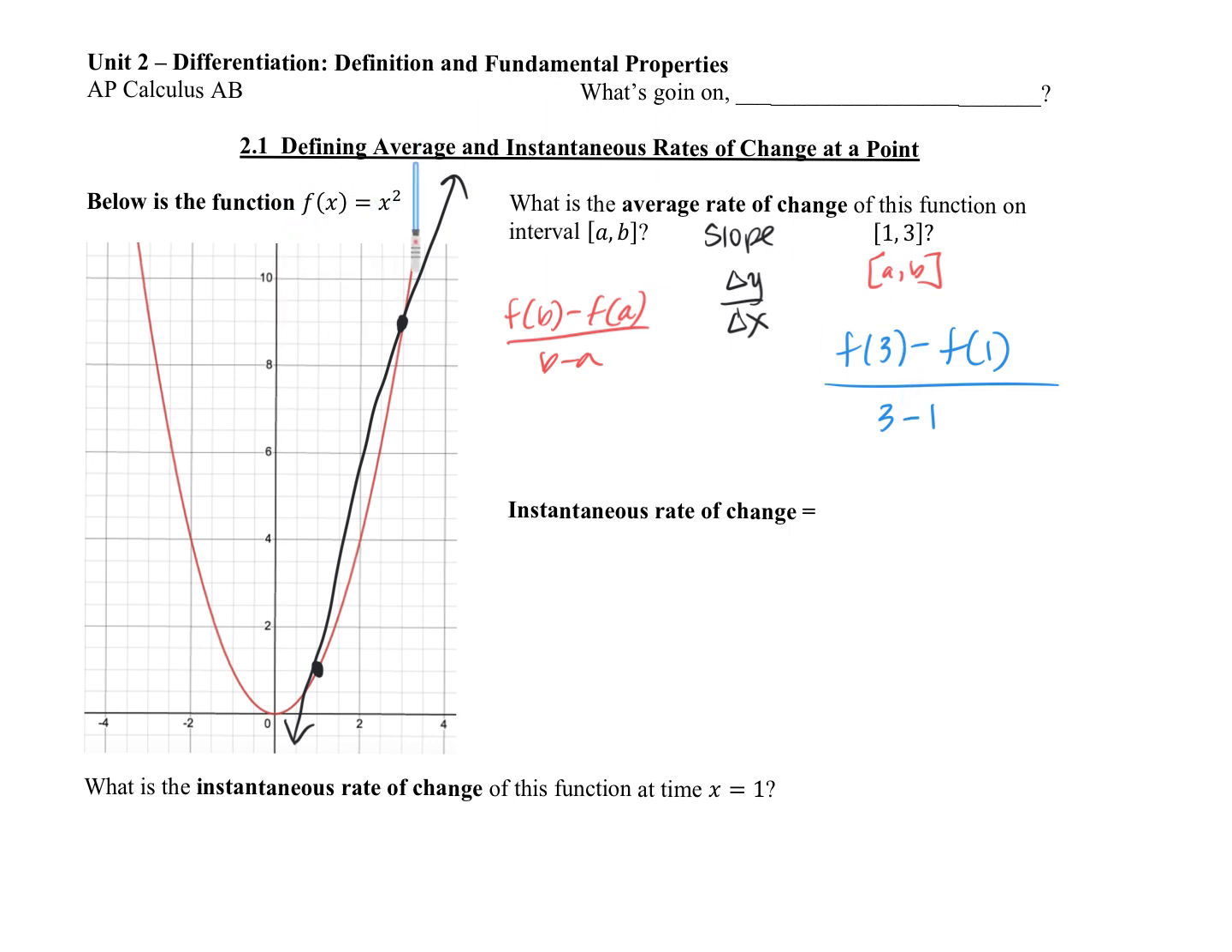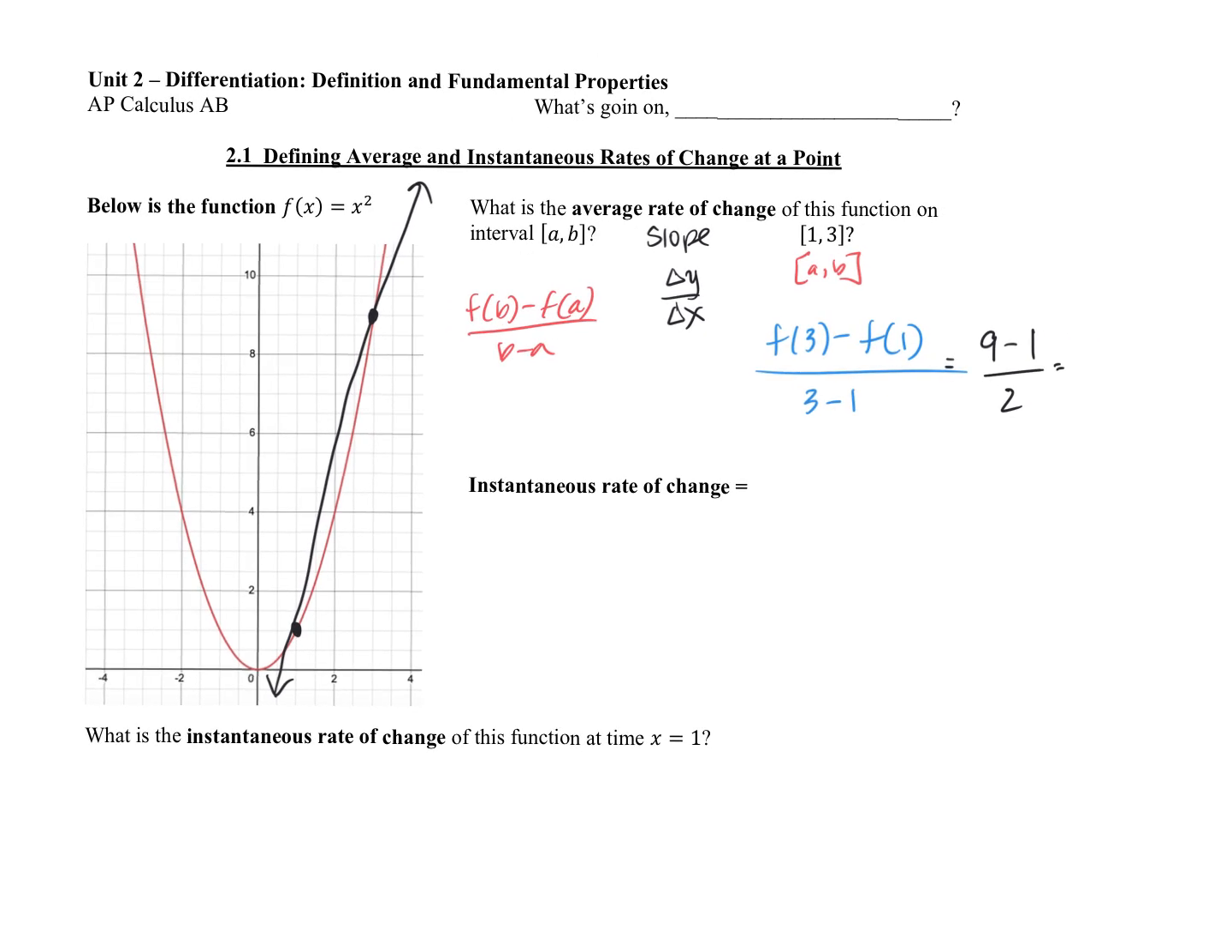So if I'm plugging 3 into my function, what would that get me here? What would f of 3 be? Yeah, 3 squared is 9 minus, what about 1 into my function? 1 squared is 1 all over 2. Final answer, what's my slope of this line? 4. Boom. Does this look like it's a slope of 4, up 4 over 1? I'd say so.